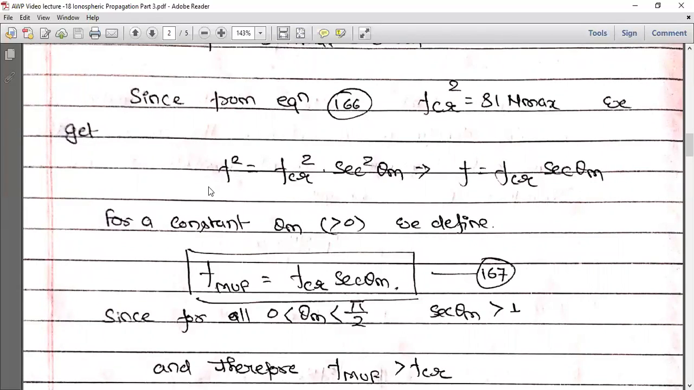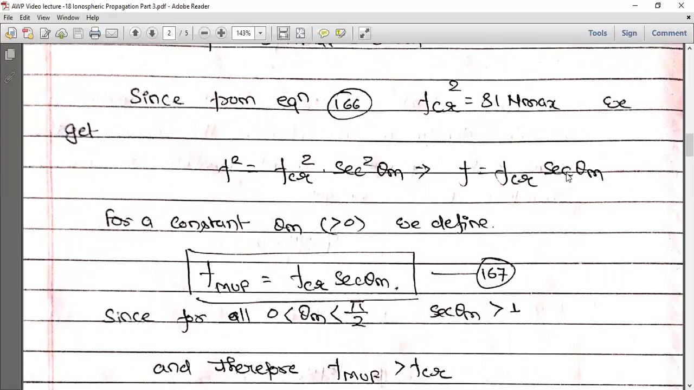What is this expression saying? It is saying that f equals f_cr sec θ. This value of f is the largest frequency which can be incident at the incidence angle theta m on the ionosphere and will reflect back from the ionosphere. This is the largest frequency. If you send any frequency at this angle theta m less than this value, it will reflect back, but not from the layer with the largest electron density, but from a layer which has less electron density as compared to the peak value.